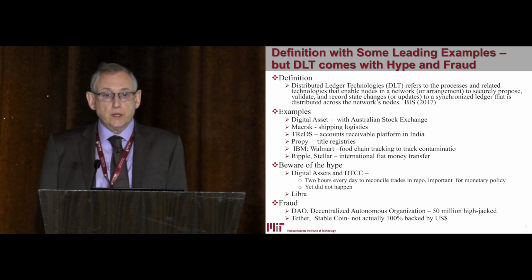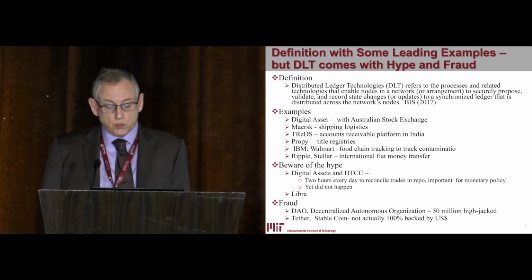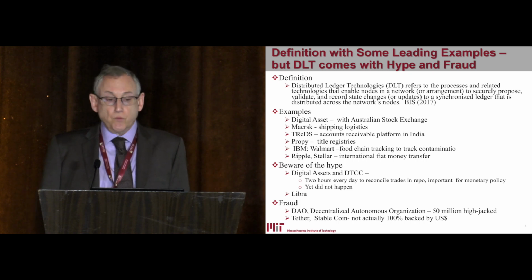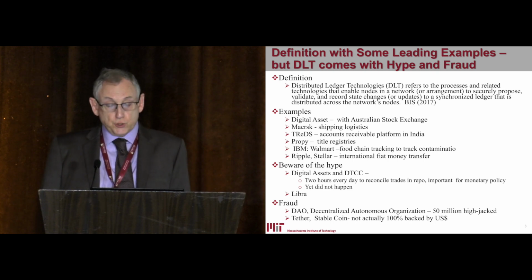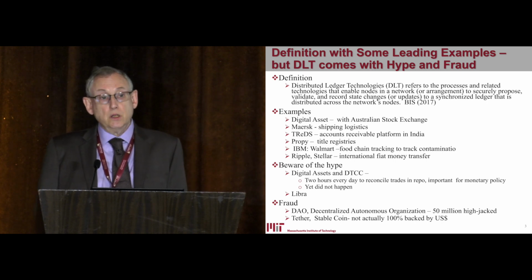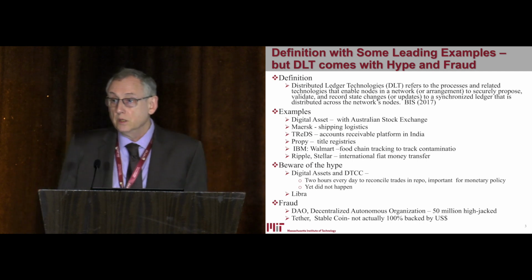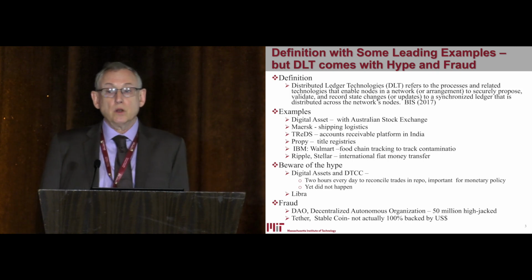So distributed ledgers are in use. Digital Asset is a company that is changing the Australian Stock Exchange, Maersk Shipping Company, an accounts receivable platform in India called Treds, various distributed ledgers for recording and transferring titles. IBM has created something for Walmart to track potentially contaminated vegetables, and Ripple and Stellar are international fiat money transfer companies, for-profit and not-for-profit respectively. I could have put more on this list.